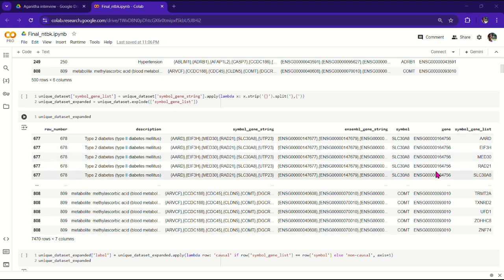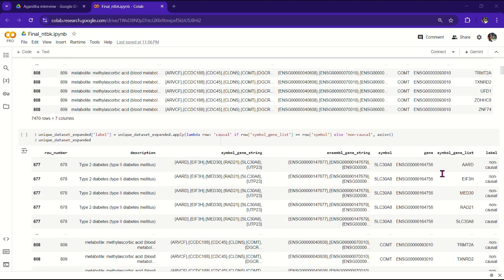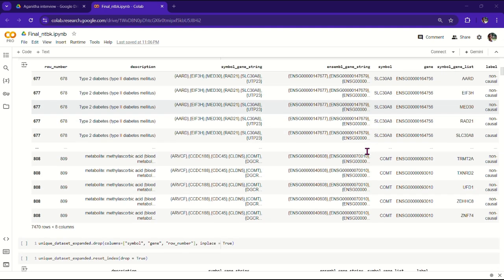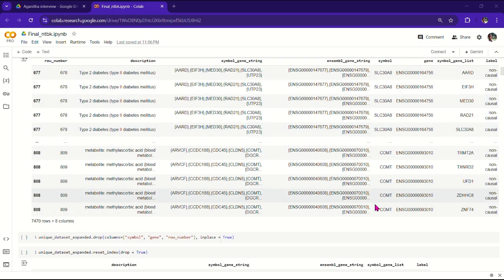If these two columns have the common gene name in a row, then it is true, which means this is a causal gene of type 2 diabetes, and the other genes are not causal genes. I used this approach to classify the data as causal and non-causal on the basis of genes. Here we can see this gene and this gene are the same in the same row, so it is causal, and the other genes are not the same, so these are non-causal.